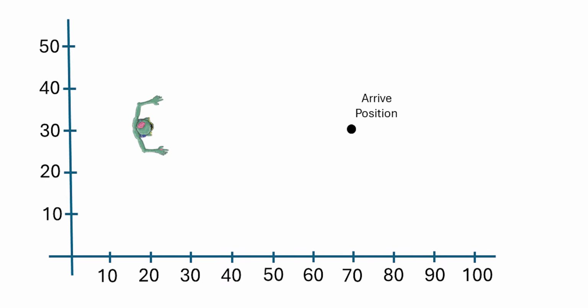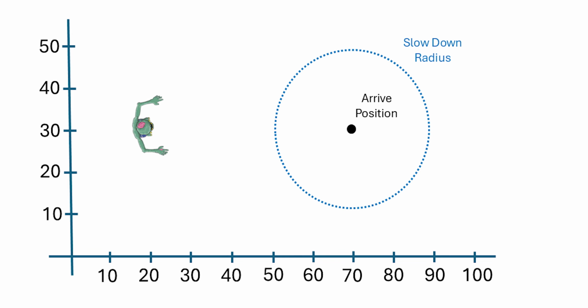Right, so first off we're going to look at an alternative approach to the arrive behaviour. So our zombie is moving towards this position, and it can do this perfectly fine using the seek behaviour. But what we want is for the zombie to slow down and stop when it reaches this position. To do this, we're going to use a slowdown radius. When the zombie is inside this radius, we're going to change the way that we calculate its movement force.